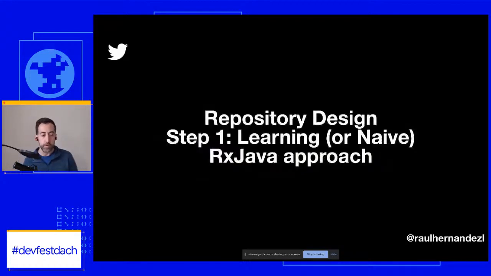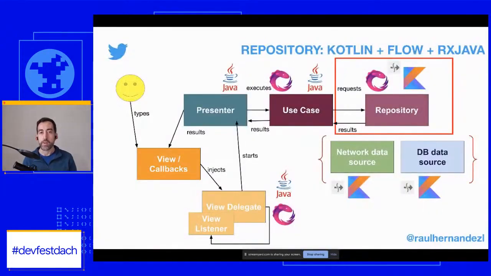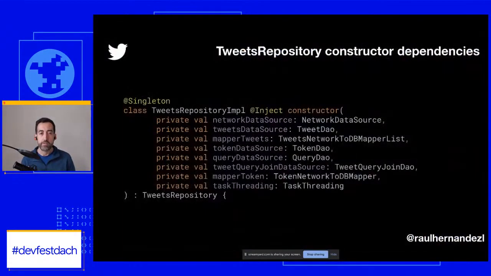Cool. So let's see now the repository. That probably is one of the most interesting things I believe you will be keen to see today. For instance, I call it the naive approach. And I call it the naive approach because I started with an RxJava mindset. And this is probably not the best approach you can do, but it's something I did to learn. For instance, right here, starting with Kotlin Flow and RxJava in the repository. So what we have in the repo is basically the network data source that you know already.